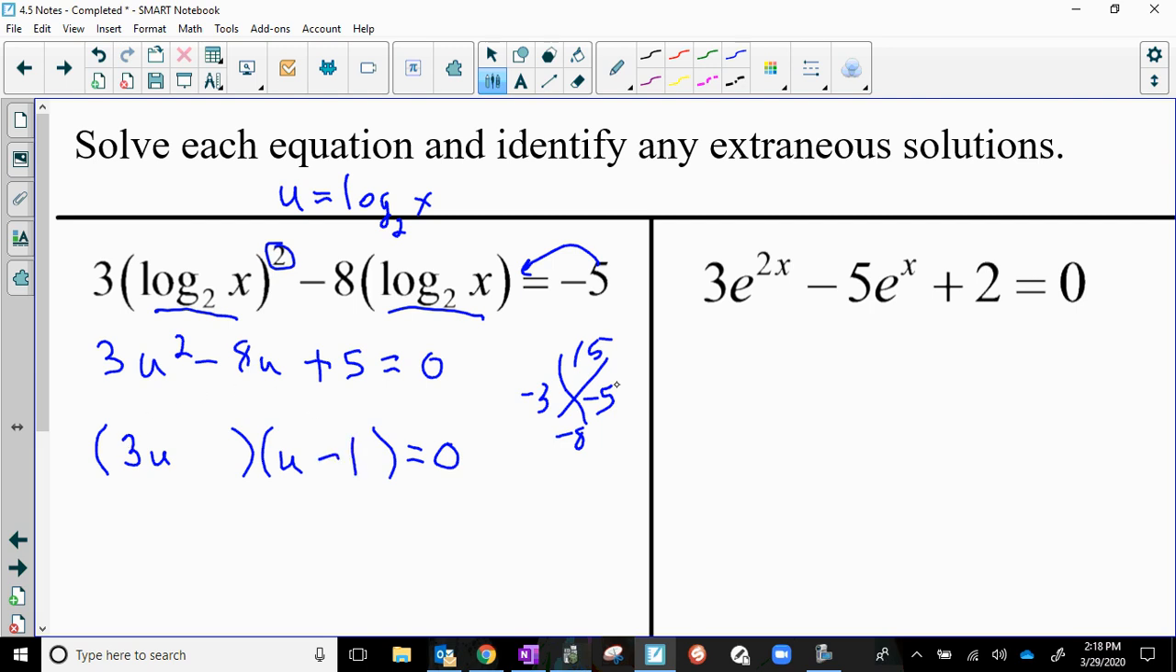I need a -5 for my other product. So my outer is -3, my inner is going to be -5. So that's 1u times -5. At this point in time, if you're good with factoring, you don't have to show the work. You can just factor. If you need to rewrite it and do Marf and group, then do so. So I'm coming up with u equals 5/3 and u equals 1.